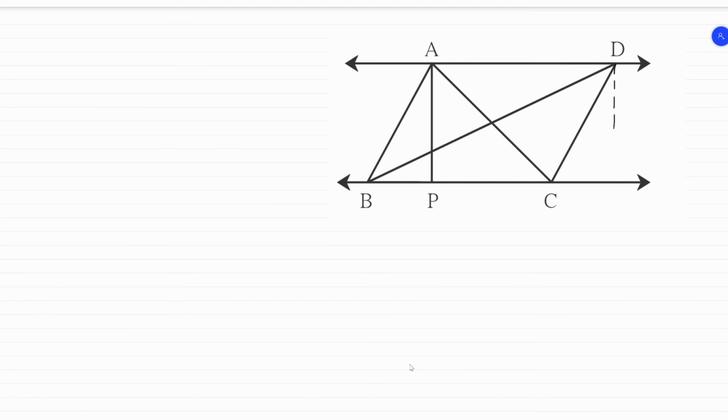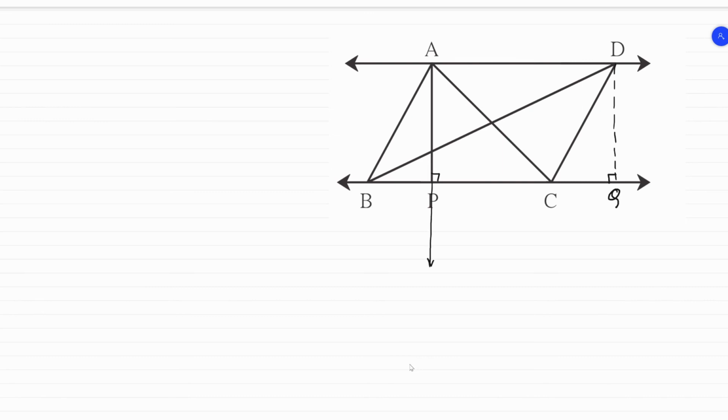And let me draw this segment one more time. Now this segment is at 90 degrees, and we know that this is also at 90 degrees. This DQ is perpendicular to line BC. Now what I can do is, I will extend this segment into a line.